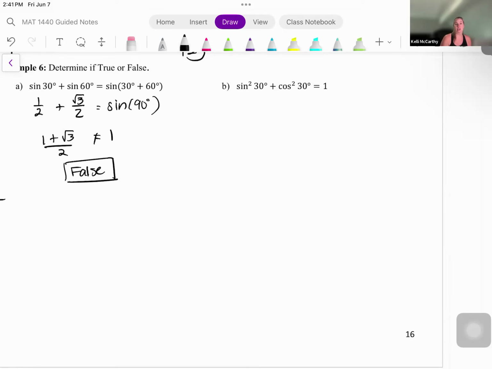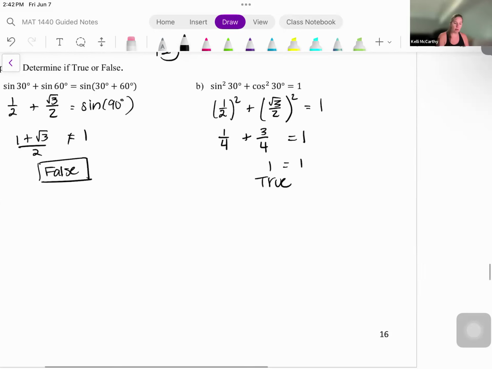Sine squared of 30 degrees plus cosine squared of 30 degrees equals 1. Sine of 30 degrees is 1/2. So this is 1/2 squared. Cosine of 30 degrees is square root of 3 over 2. This is also squared, equals 1. 1/2 squared is 1/4. Plus, squaring square root of 3 over 2, we get 3 over 4. And 1/4 plus 3/4 equals 1. So this is true.